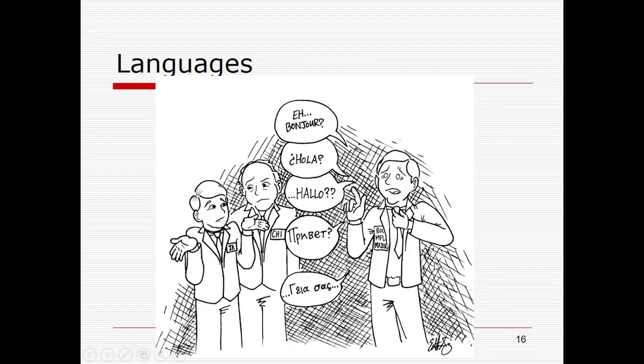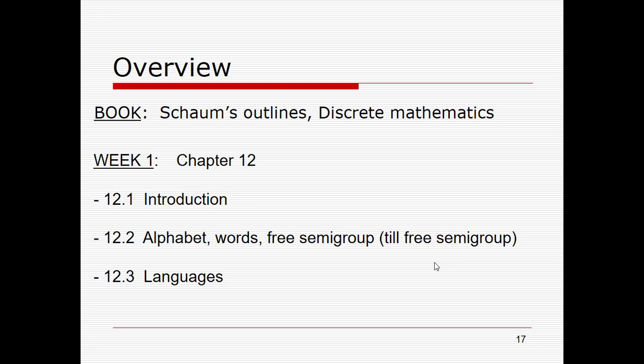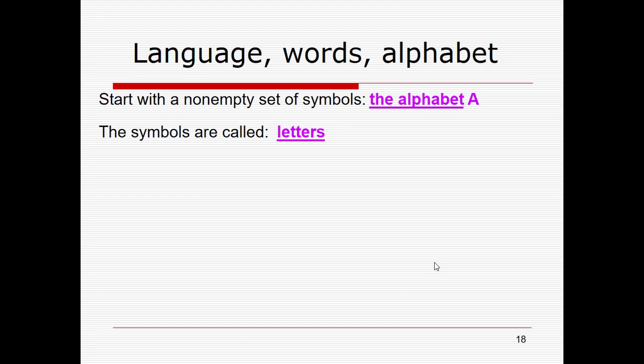The second part of our MATH2 module is about languages. And of course, you can find all interesting details about languages in the book we use, the Schaum's Outline, in chapter 12. Well, the first part of the languages is a little bit boring. It's just all about definitions.